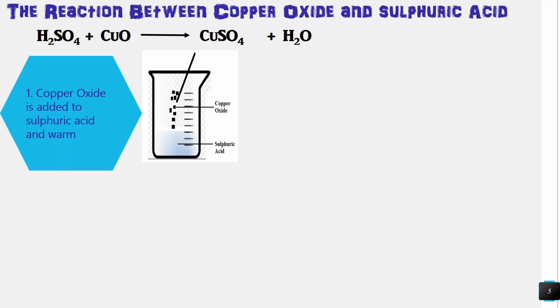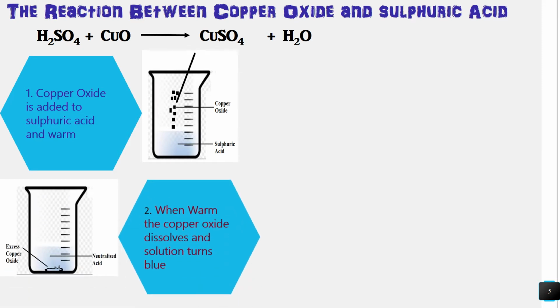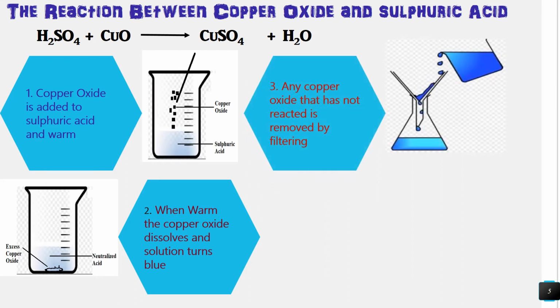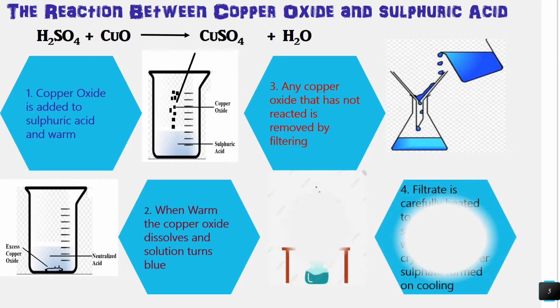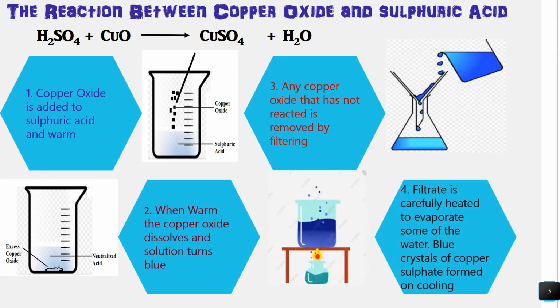The second step is to heat the reaction mixture slightly so that copper oxide dissolves completely. In the third step, unreacted copper oxide is removed by filtering. And the last step is the evaporation of filtrate to get pure blue crystals of copper sulfate. I hope you understand the steps. To make it more clear, I'm going to show you a video. Listen to the video carefully and try to understand each and every step.